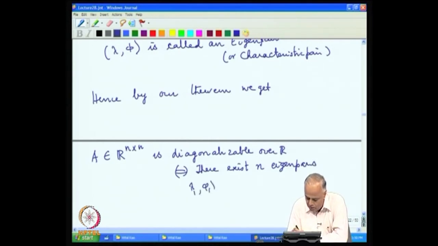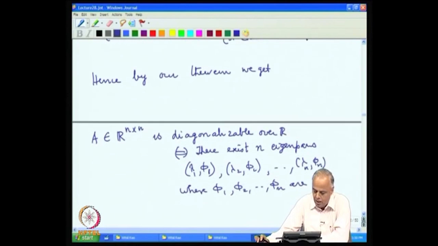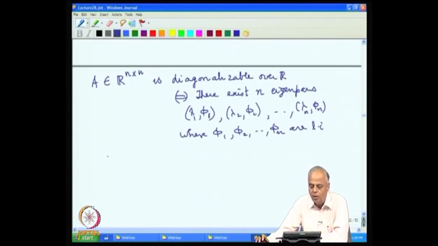lambda 1 phi 1, we use the same notation as before, lambda 1 phi 1, lambda 2 phi 2, etcetera, lambda n phi n, where phi 1, phi 2, phi n are linearly independent. Instead of p1, p2, pn, now I am calling them phi 1, phi 2, phi n. So, therefore, diagonalizability demands that you find n eigen pairs. If you want to diagonalize a matrix A, you find n eigen pairs in such a way that the eigenvectors coming out in these eigen pairs, the phi 1, phi 2, phi n, are all linearly independent.